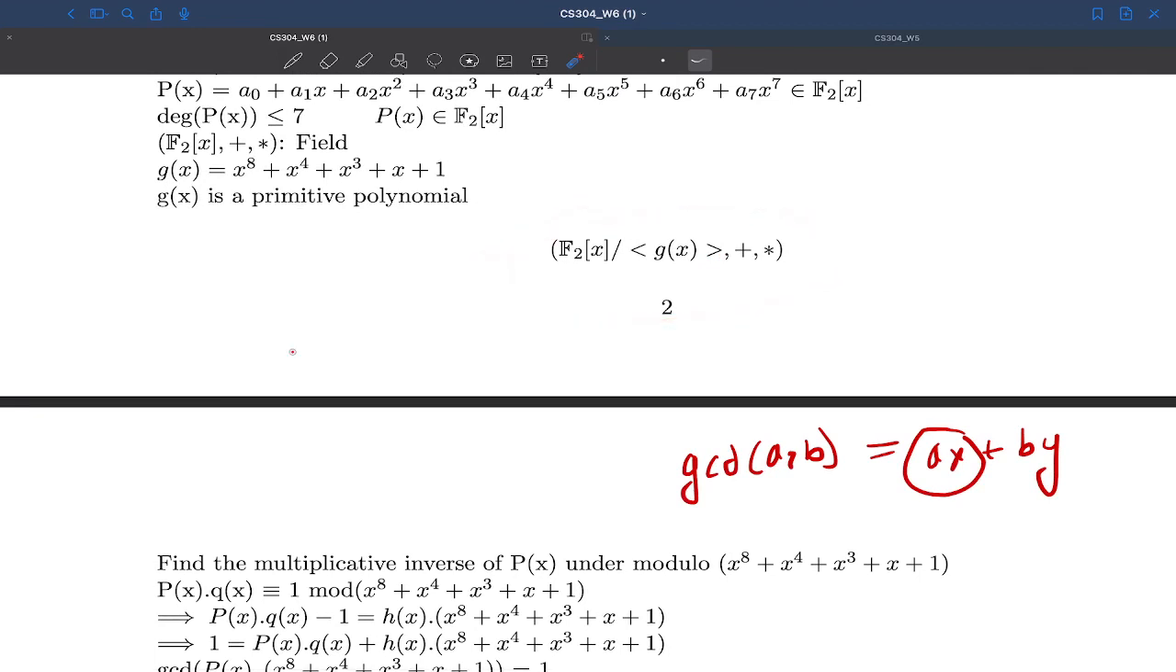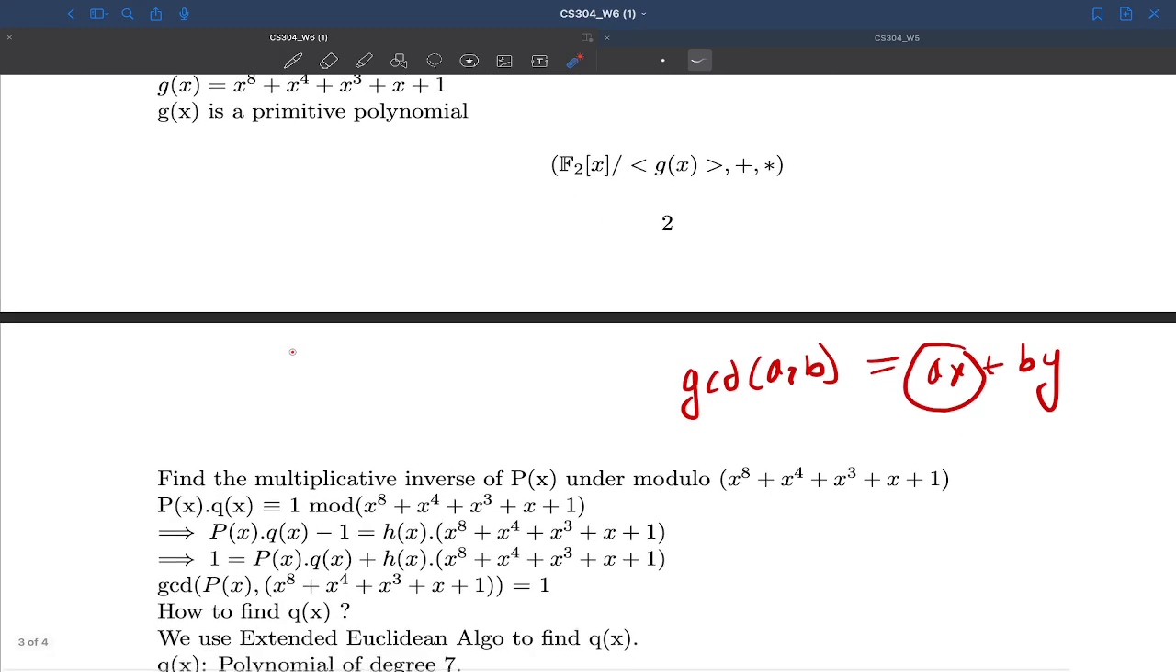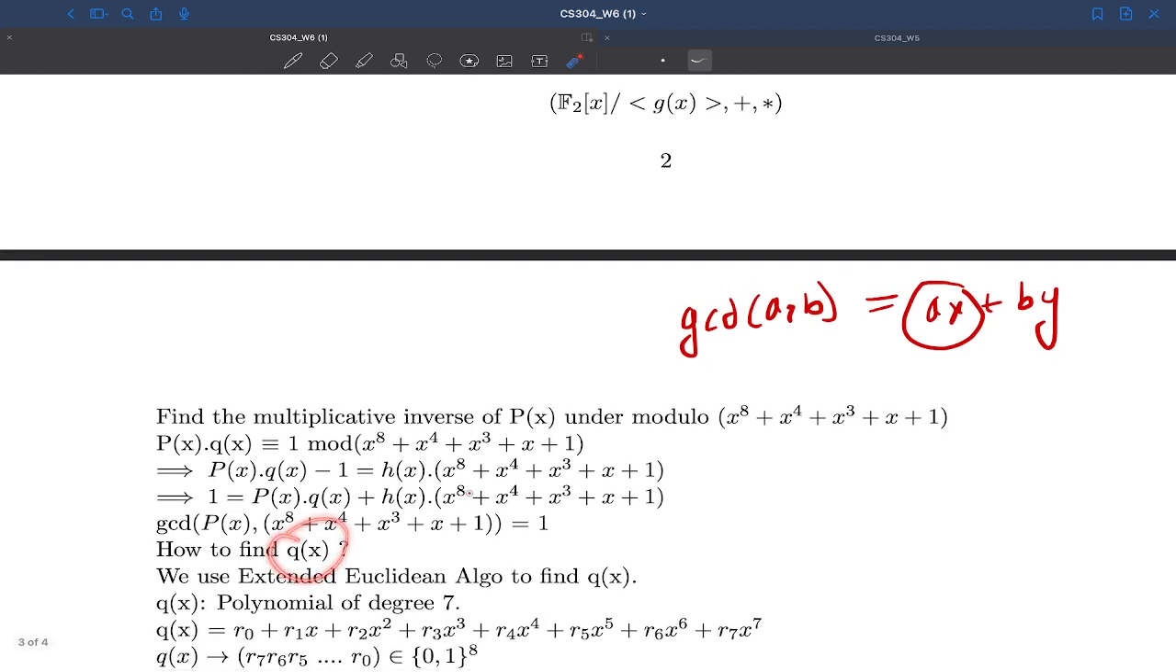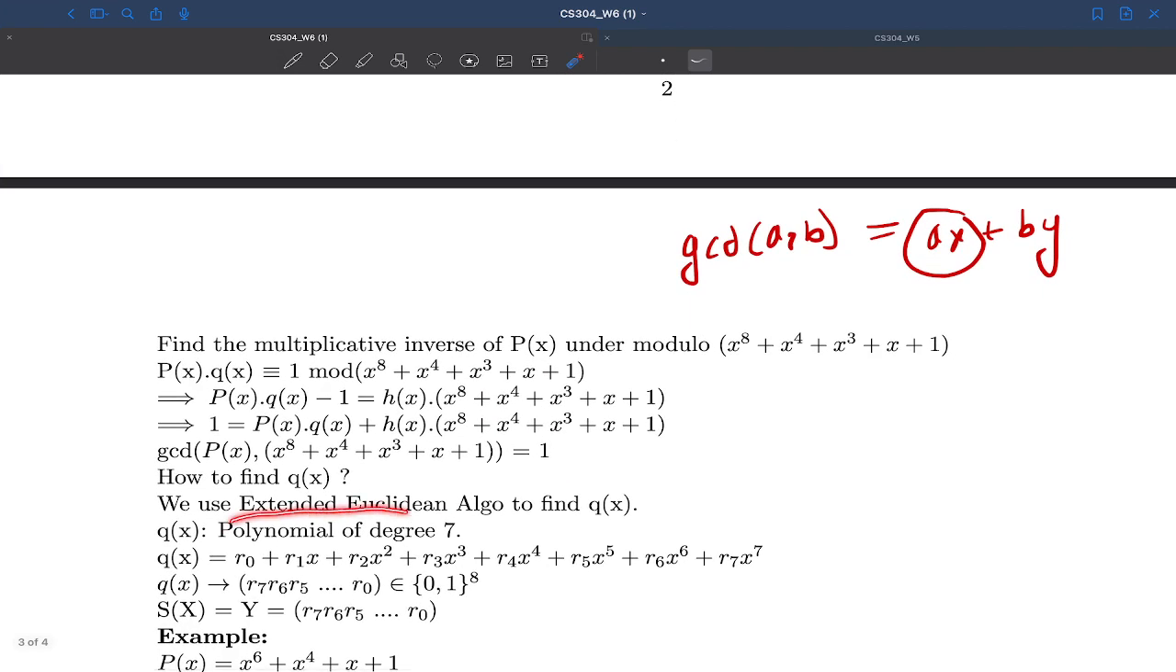Now, how to find that inverse? We have talked that when the GCD of px and gx is 1, then we know that the inverse exists, and since it is a field, there will be an inverse. So we don't have to worry about this GCD. But the real question is how to find this qx, how to find the inverse, if I am given some polynomial. To find the inverse of a polynomial, we will use the extended Euclidean algorithm. So now we will discuss the extended Euclidean algorithm to find the inverse of any polynomial.